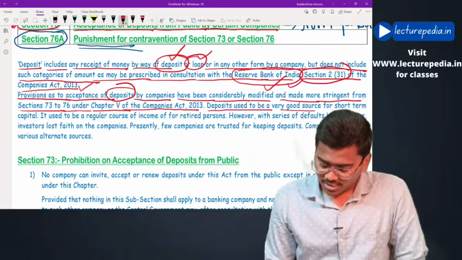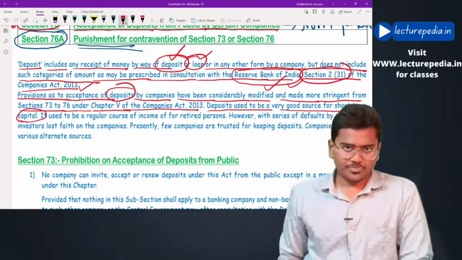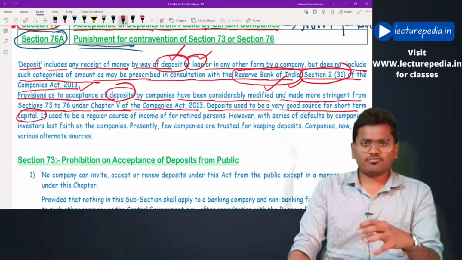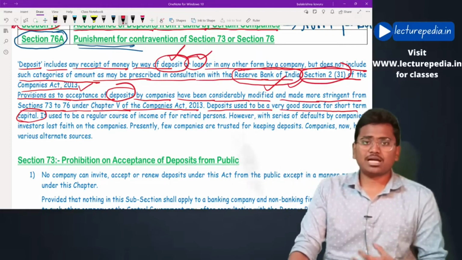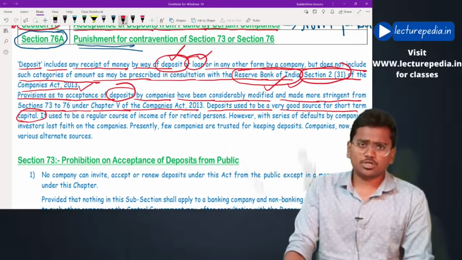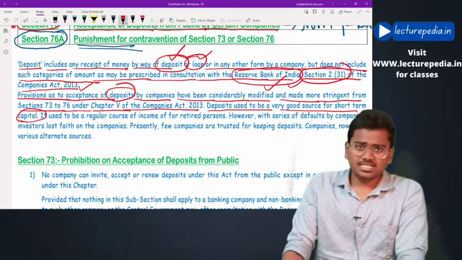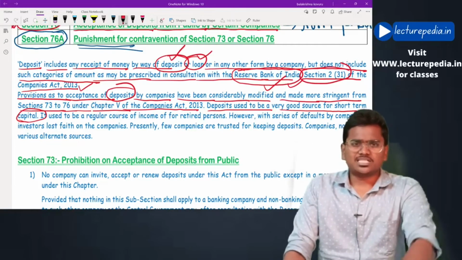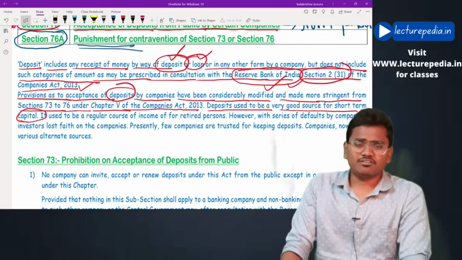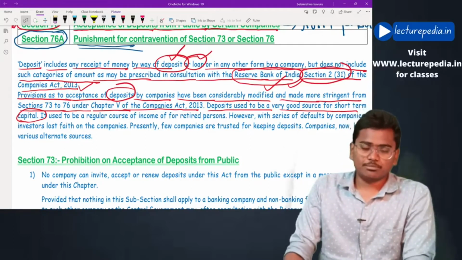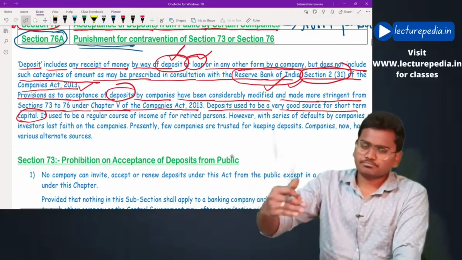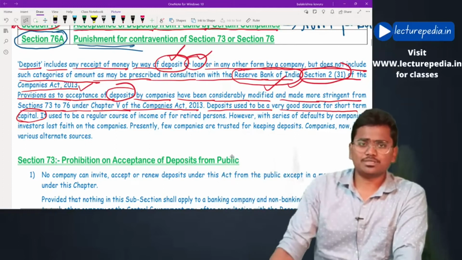Deposits used to be a very good source for short term capital. Generally these deposits would be a very great source for companies for raising short term capital, because the tenure of these deposits would be some 6 months to 3 years. Generally short term capital means less than 1 year, 1 year to 5 years means medium term capital, and above 5 years means long term capital. These deposits would fall in both short term and medium term capital sources.